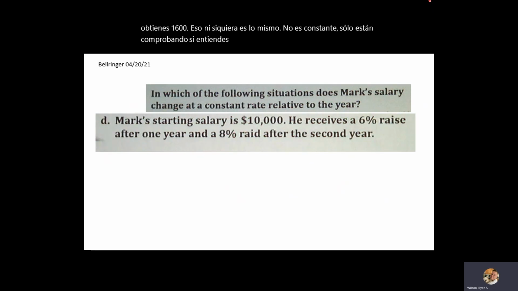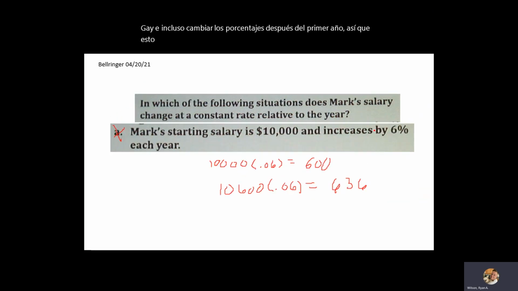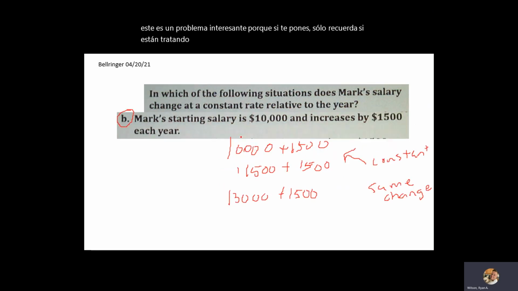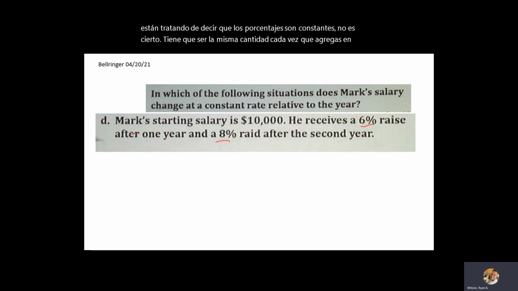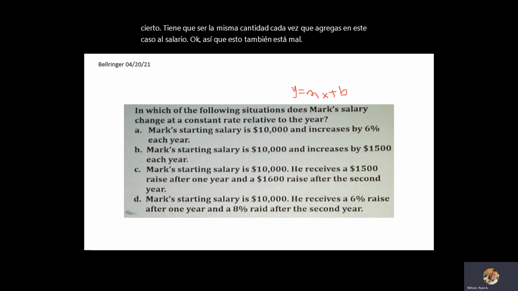Lastly, there's another percentage there. If you see percentage, 100% cannot be constant. Okay, and they even change the percentages after the first year. So this is an interesting problem because if they're trying to say that percentages are constant, not true. It has to be the same amount each single time that you're adding, in this case, to the salary. Okay, so this is also wrong. All right, so what's our answer?